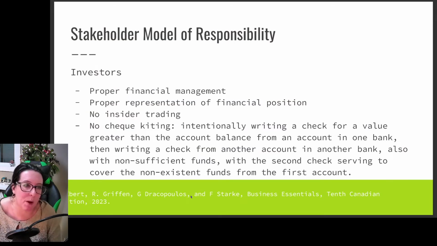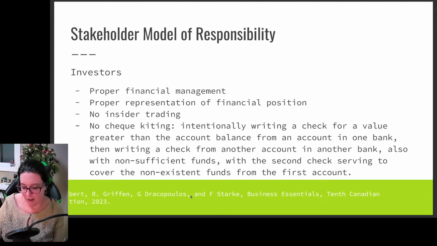We have social responsibilities to our investors. That is, we need to properly manage our financials, right? We need to make sure our organization is effectively run. That was the bottom level of the CSR pyramid. And then we're providing proper representation of our financial position. So these are legal requirements in terms of making sure those who are investors, stockholders, that they really know the truth, the facts about how well the business is performing. There's also laws against insider trading. So we want to make sure that we don't have conflicts in terms of how we're operating.